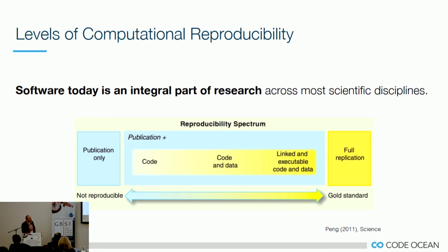There are different levels of reproducibility. No reproducibility, where you have only publication. Full reproducibility, when you have linked executability, code and data. This is the golden standard. This is by research published in Science.